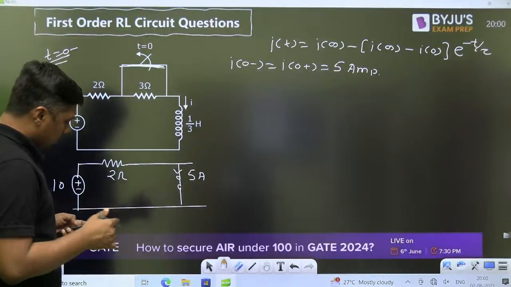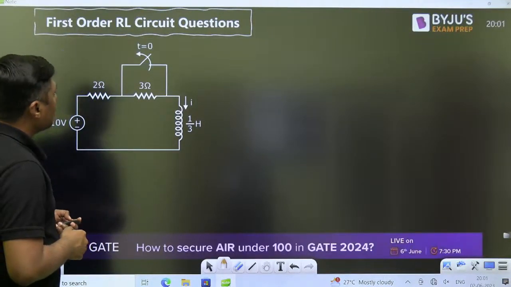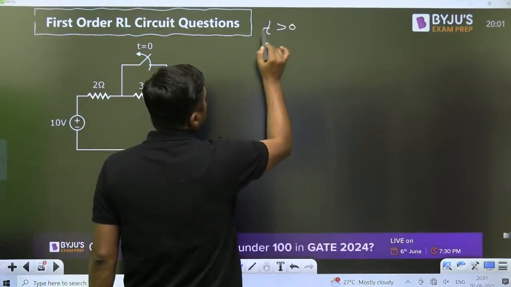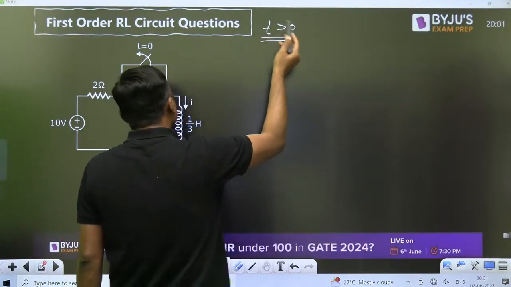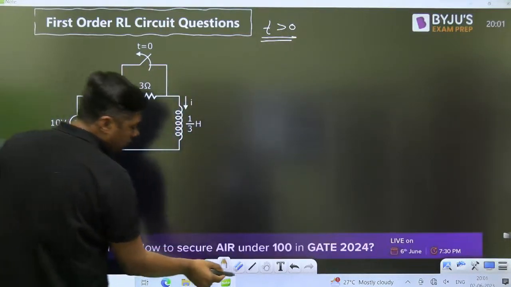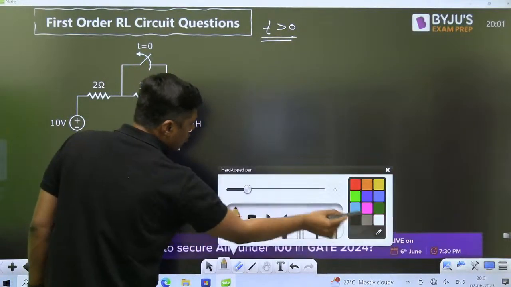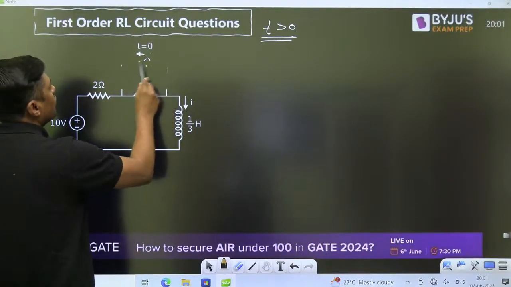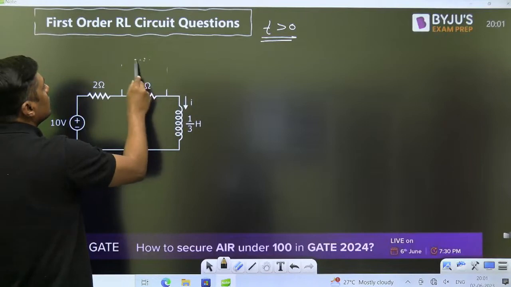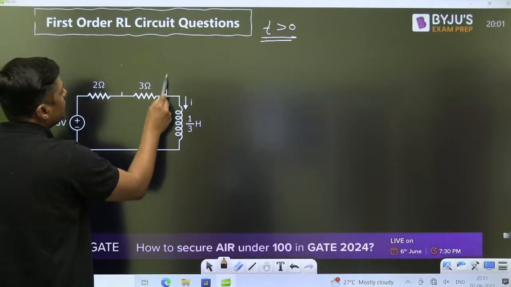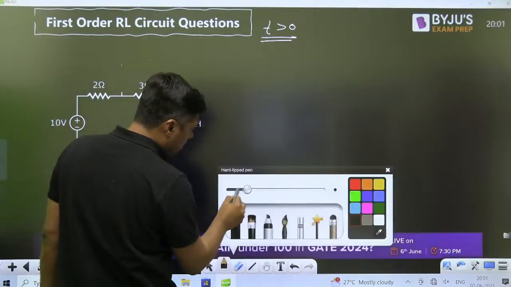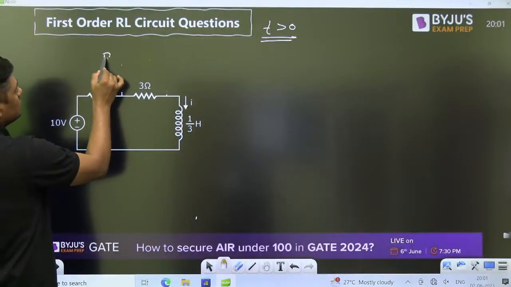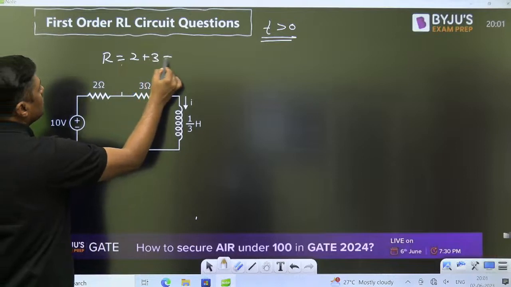Now always remember, when you want to find the time constant of the circuit, you have to find it for t greater than 0. For t greater than 0, the switch is open, so remove the switch. Switch is removed. When this switch is removed, what is the value of R here? R will become 2 plus 3, 5 ohm.